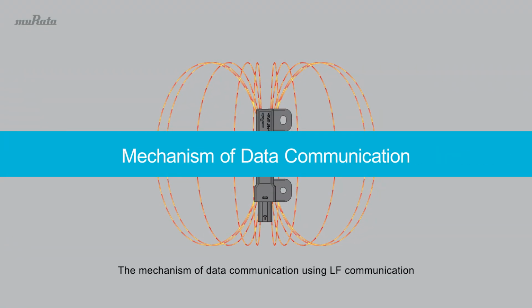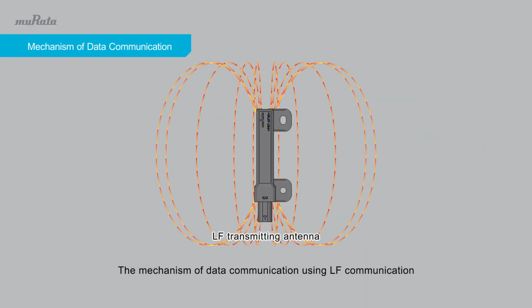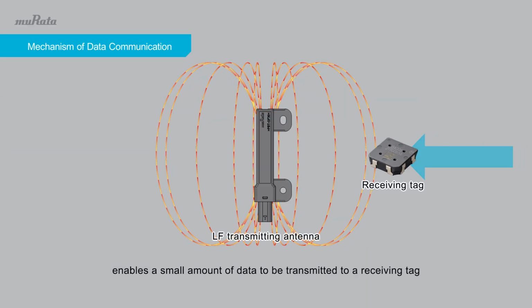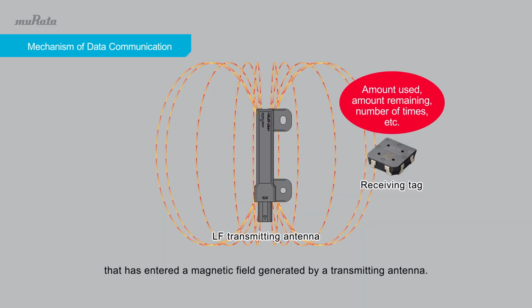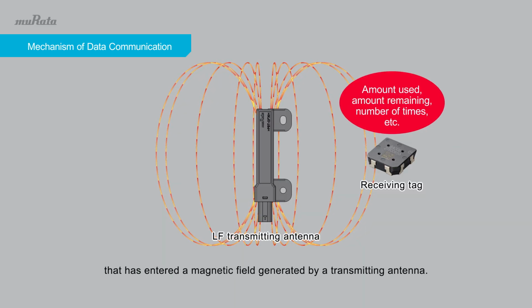The mechanism of data communication using LF communication enables a small amount of data to be transmitted to a receiving tag that has entered a magnetic field generated by a transmitting antenna.